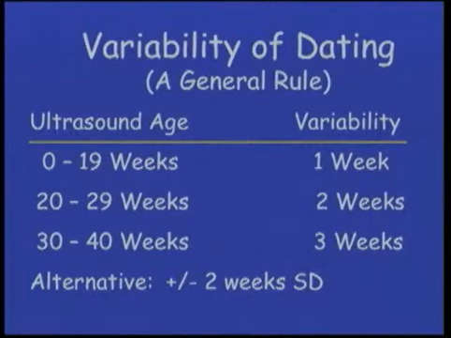Now, in general, we use a variability of dating rule that in the teens, it's within 1 week of variability, in the 20s, it's within 2 weeks, and in the 30s, it's within 3 weeks. But there's a caveat to this that if you have a prior ultrasound, then you should be growing within about a week of your original ultrasound dates.